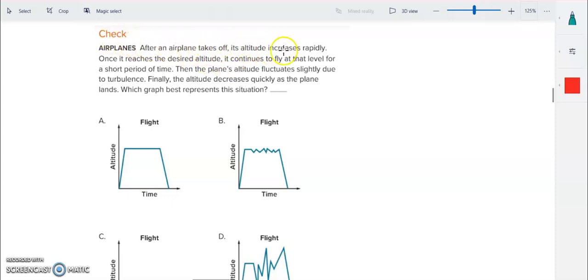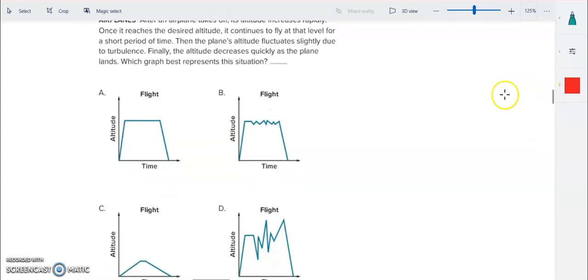After an airplane takes off, its altitude increases rapidly. Once it reaches the desired altitude, it continues to fly at that level for a short period of time. Then the plane's altitude fluctuates slightly due to turbulence. Finally, the altitude decreases quickly as the plane lands. Which graph best represents this situation?